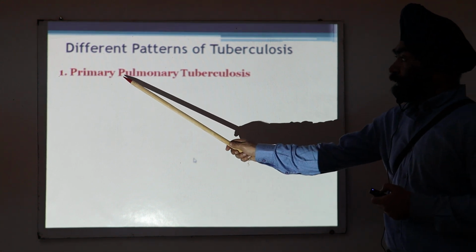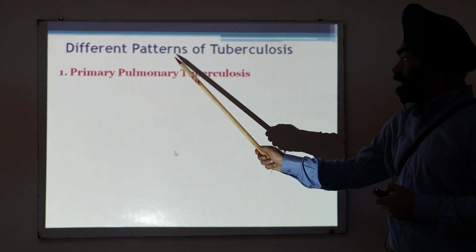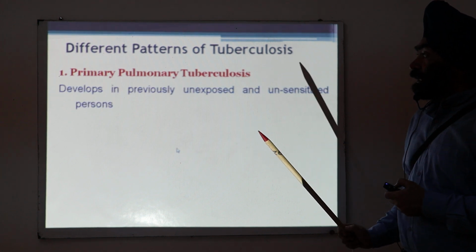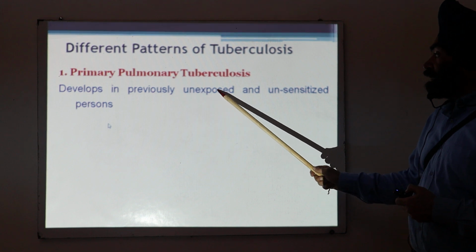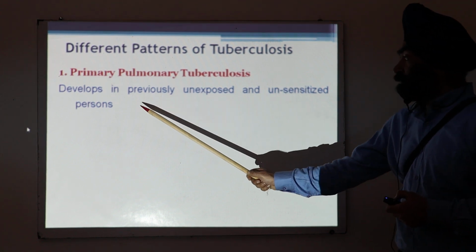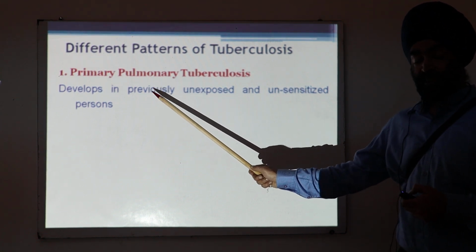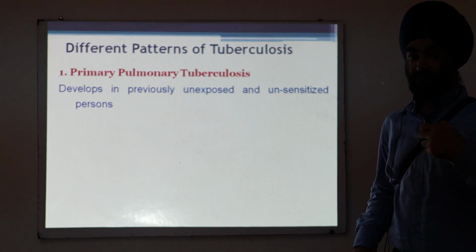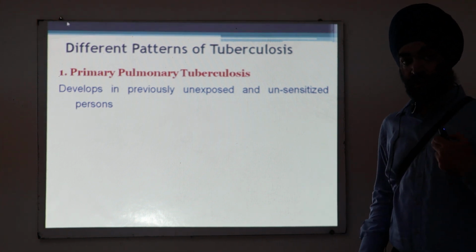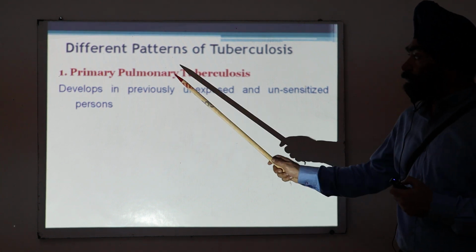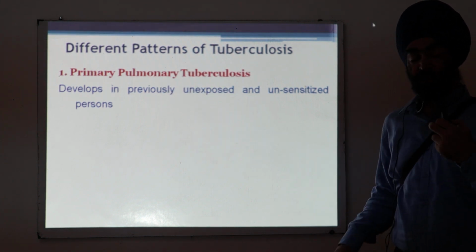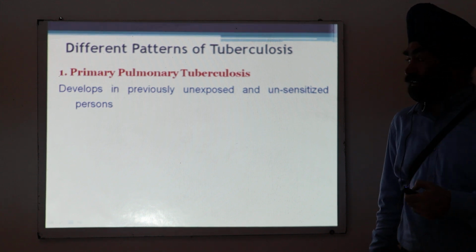Tuberculosis can be primary pulmonary tuberculosis. It means it happens if the person is previously unexposed or unsensitized, meaning the microorganism has entered the person for the first time. So what kind of symptoms will be developed, that is called primary tuberculosis. I have written the word pulmonary because mostly those symptoms are related to the lungs.